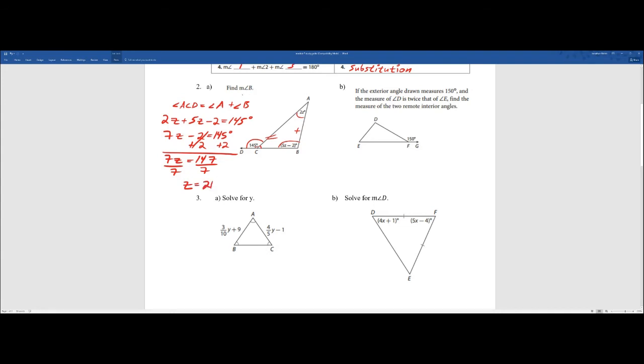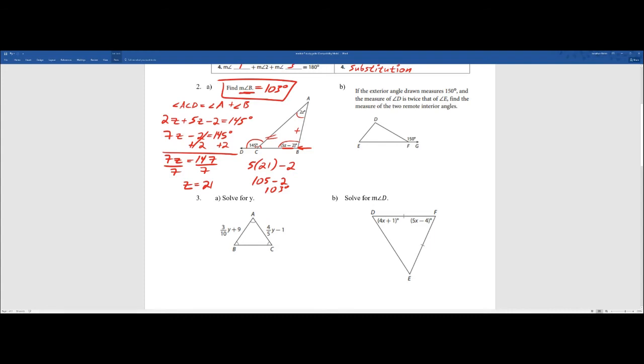But was that what they were asking for? No, it's for the measure for angle B, this guy. All right, so we're going to use his expression to substitute in our z value, which is 21. So we have 5z, which is really just 21. So 5 times 21 minus the 2, and that'll get us 105 minus the 2. So we got 103 degrees for the measure of angle B. All right, good stuff.